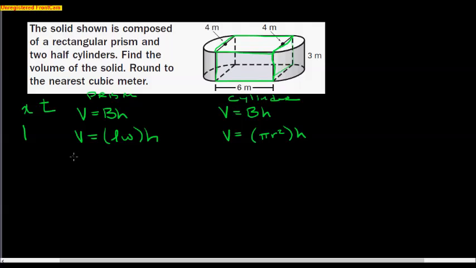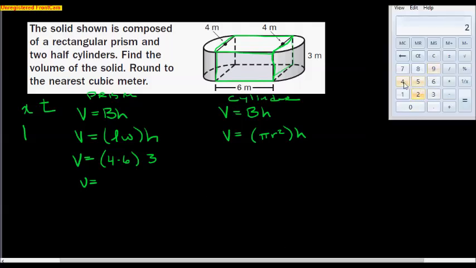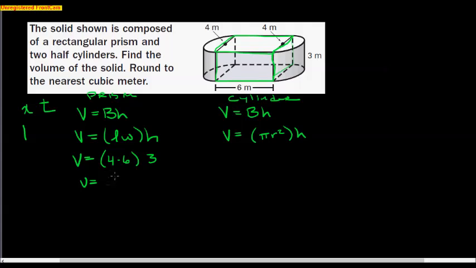Plug in the numbers. For the rectangular prism here, it's 4 this way and 6 this way, and it would have the same height as this cylinder here, so it's 3. So I'm just going to plug in 4 times 6, and then a 3 out here. If I do the math real quick, 24 times 3 is 72. So that's going to be a 72, and we are in meters cubed.